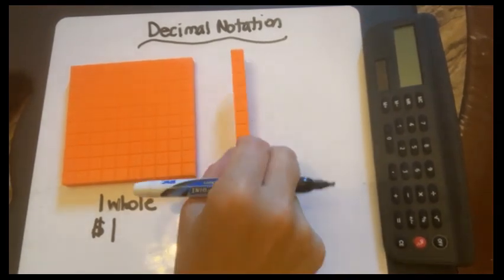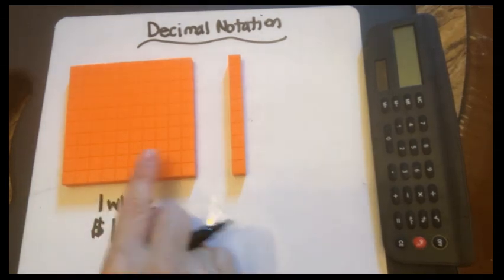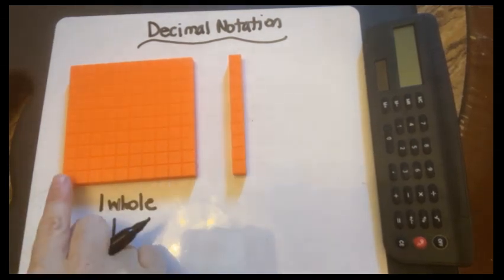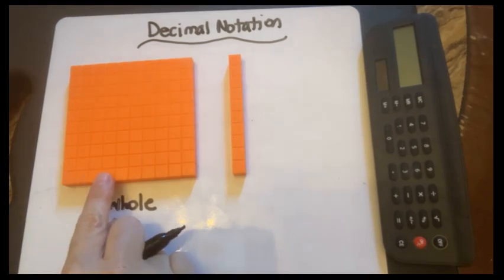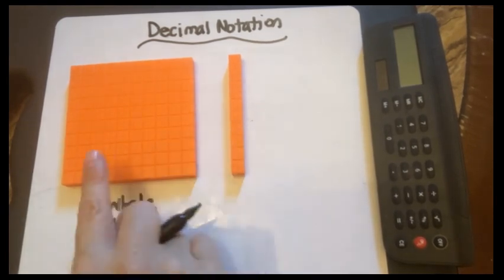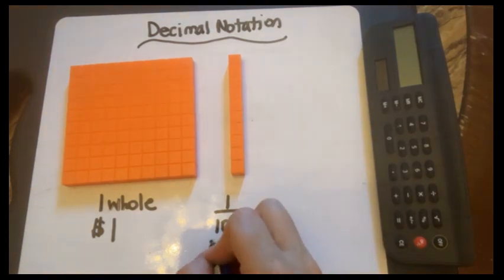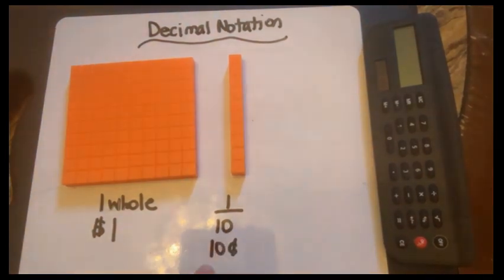Then we have our rod. Our rod, we realize, is smaller than the whole. And we know that there's 1, 2, 3, 4, 5, 6, 7, 8, 9, 10 rods in a whole. So this is 1 out of those 10. So this is 1/10. Think of this as a dime. A dime is 1/10 of the whole dollar.